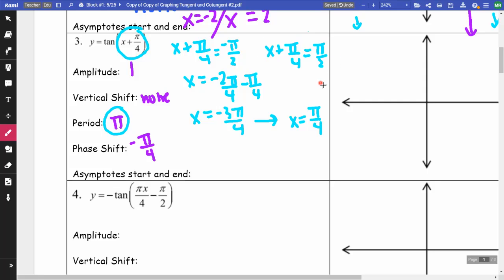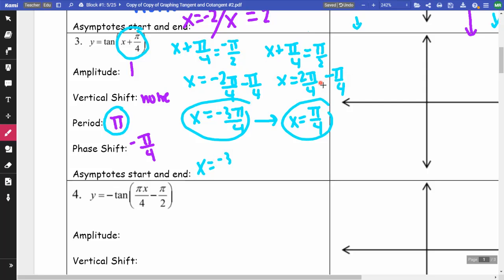So if I do that math and I subtract pi fourths, I'm going to have basically 2 pi fourths minus pi fourths, which is pi fourths. So you see, I get that same answer in both cases. So I'm going to be starting at negative 3 pi fourths, and my ending asymptote is going to be at pi fourths.